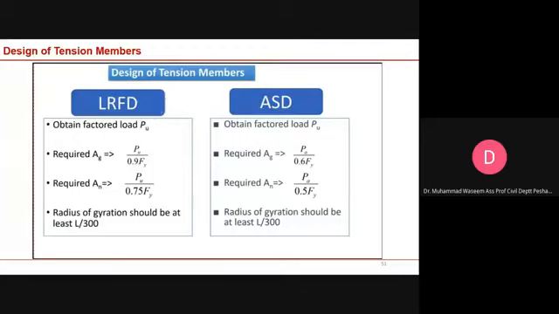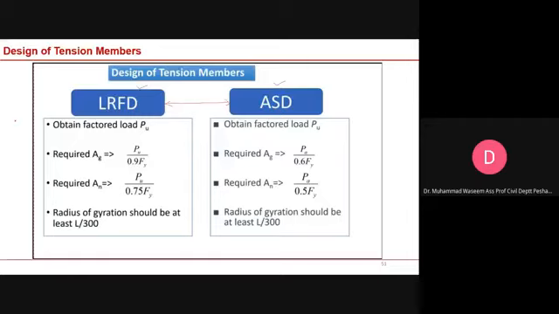In this slide, you can see that there are two approaches. As you know, there are two approaches we follow for the design and analysis of members of steel structures, which we call LRFD and ASD. Under LRFD, there are certain steps given, and these steps represent the design steps of a tension member.